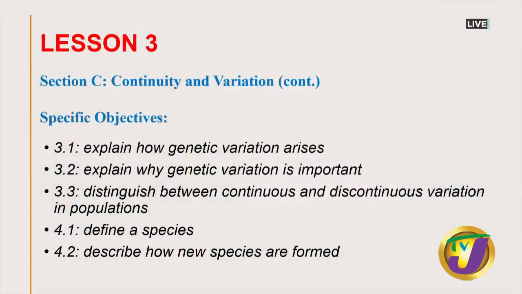by our syllabus. Now, for today, our specific objectives, we will explain how genetic variation arises. We will explain why genetic variation is important. We will also distinguish between continuous and discontinuous variation in populations. And if time permits, we are going to define what is a species and describe how new species are formed.